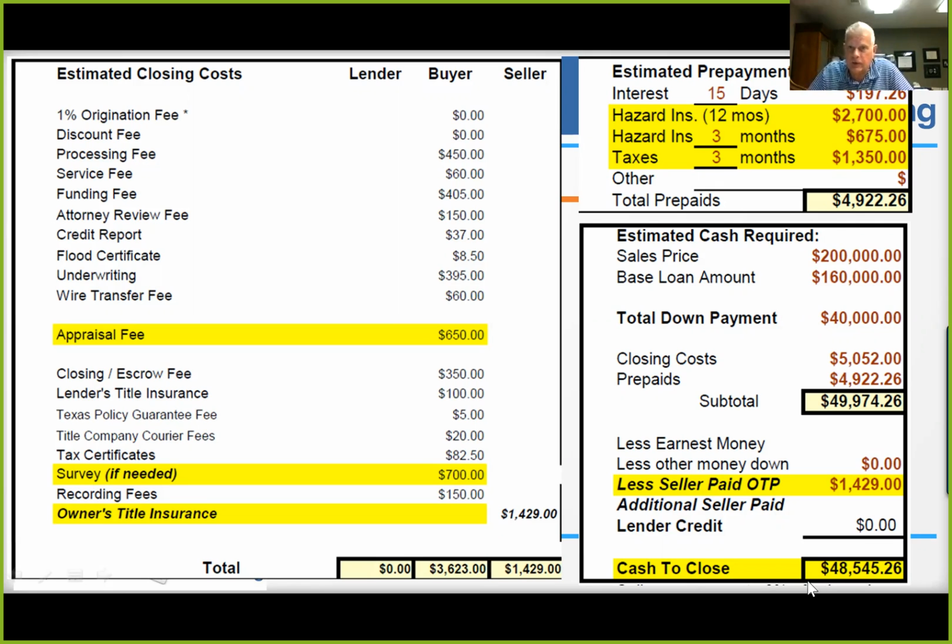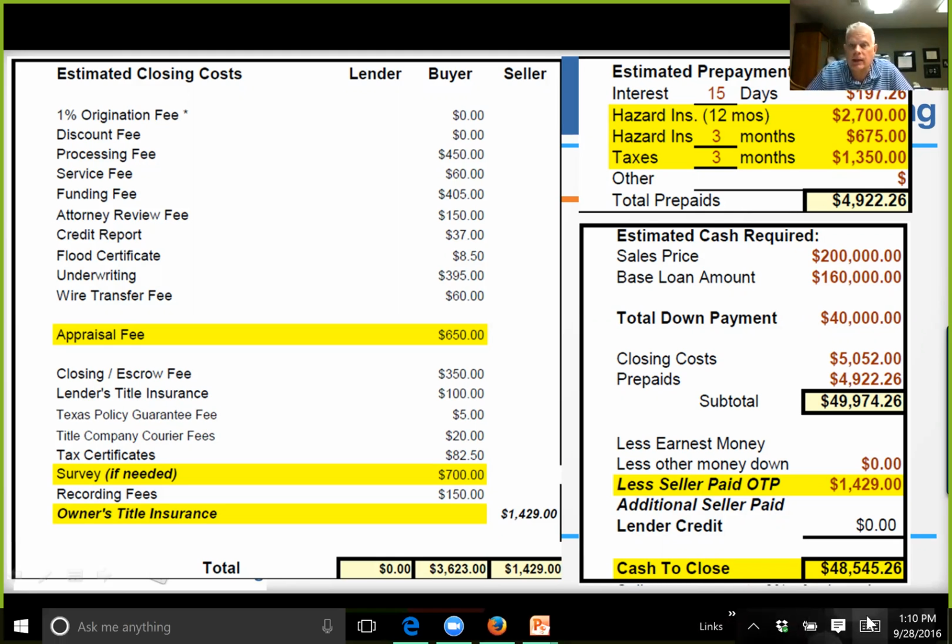You see a subtotal. You see the down payment of $40,000. Then you see the closing costs, which include the $1,429, which is a little bit down the way there, credited to the buyer because the seller's paying it, if the seller is paying the total owner's title policy. So in this case, they would need about $48,545. That's important to be aware of, because sometimes if the buyer has a bad experience with their lender, it's going to sour the whole relationship.